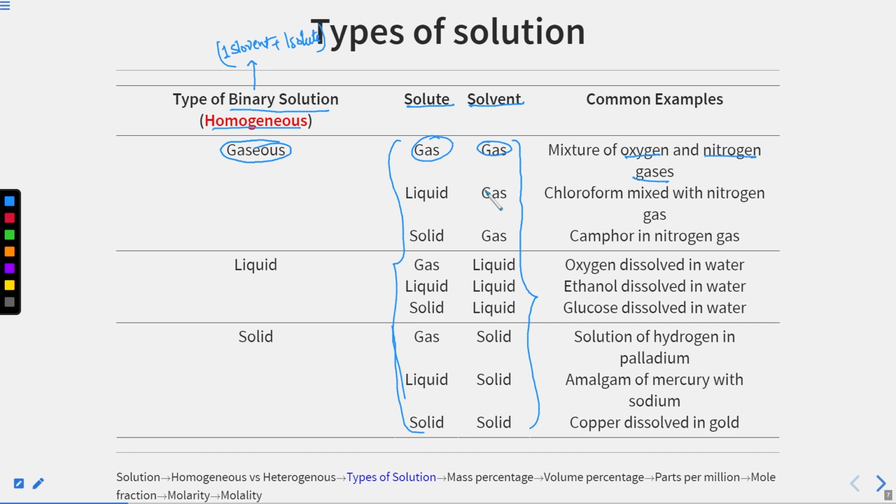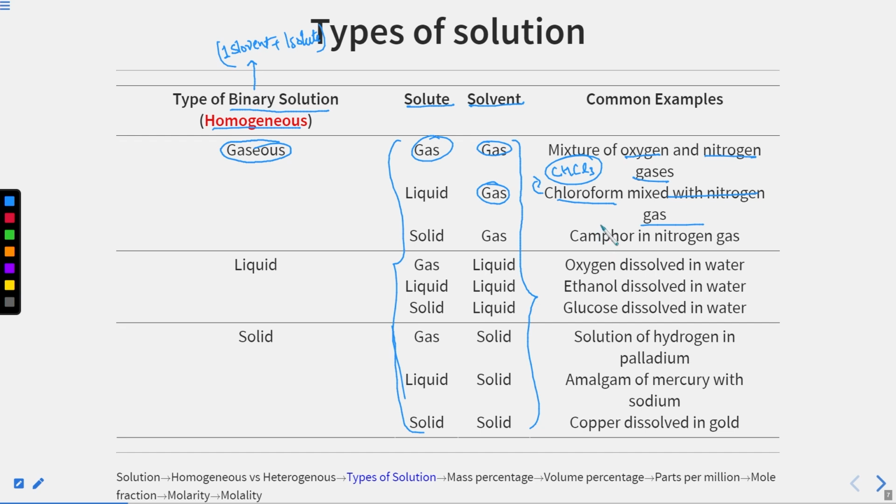Now next, we can dissolve a liquid in gas. So chloroform, when it is mixed with nitrogen gas, chloroform is basically CHCl3. You must have seen in TV and some dramas that people use this chloroform to make people unconscious. In that case, they use two ways of using this chloroform. One way is that they put it in a cloth and bring it near the nose, and the person faints. The other way is that they can spray some gas or something like that. In that case, the chloroform is dissolved in nitrogen gas.